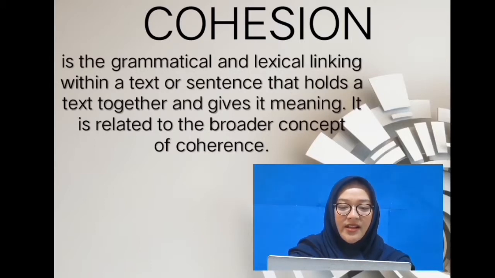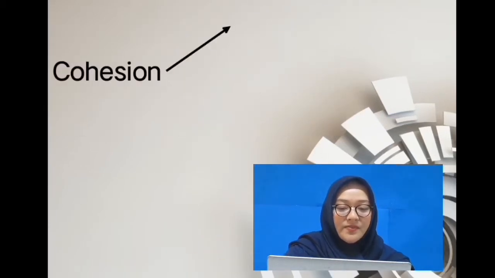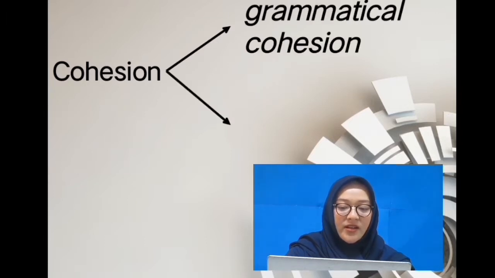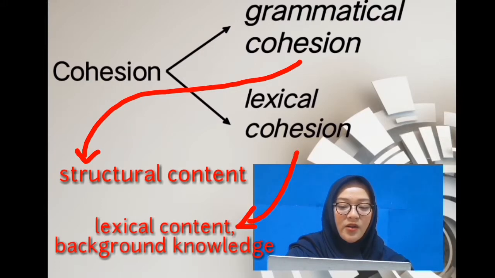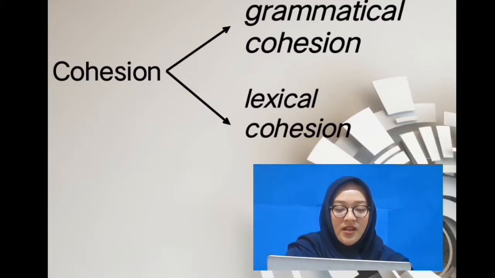Cohesion is grammatical and lexical linking within a text or sentence that holds a text together and gives it meaning. It is related to the broader concept of coherence. There are two main types of cohesion: grammatical cohesion, which is based on structural content, and lexical cohesion, which is based on lexical content and background knowledge. A cohesive text is created in many different ways.